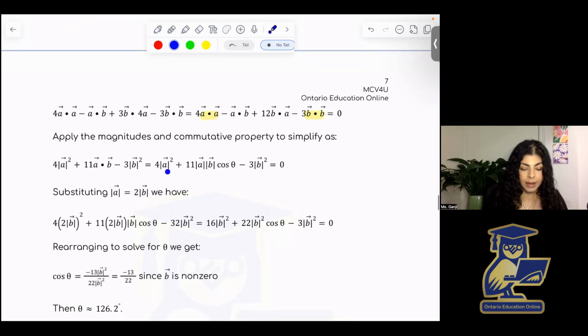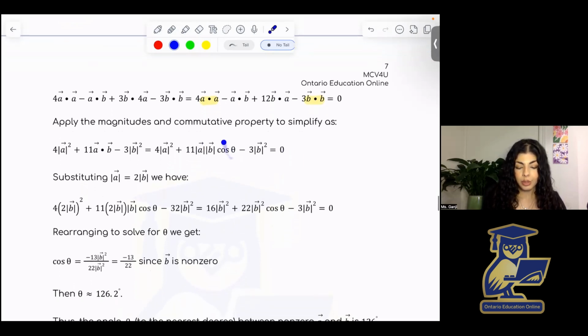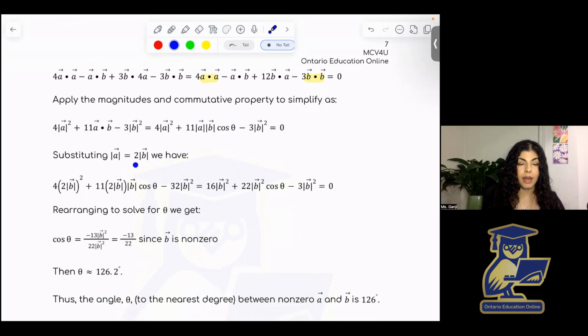Now, this is just the dot product. So magnitude of A, magnitude of B, and then cosine of theta. And again, this is all equal to 0. So I have two different magnitudes here, and they're unknowns. So what I'm going to do is now use that given that the magnitude of A is 2 times the magnitude of B. And substituting that value for everywhere that I had an A, I end up with, and I've just worked it out here, a simplified expression, which is 16b squared plus 22b squared cosine of theta, and then minus 3 times b squared.